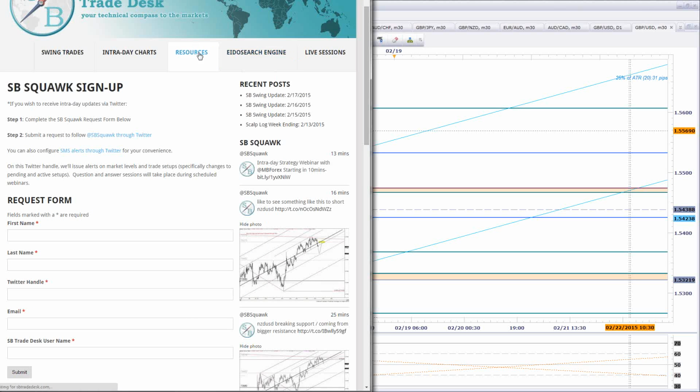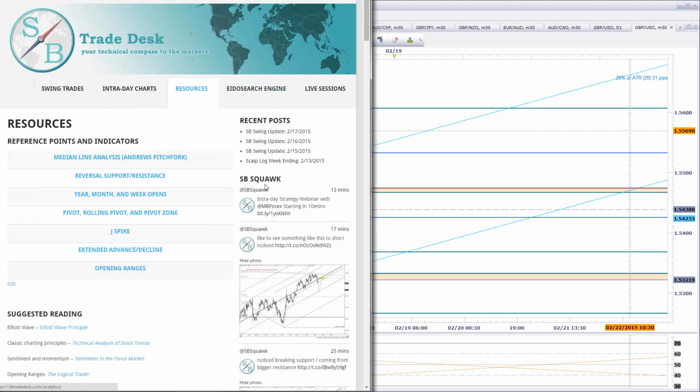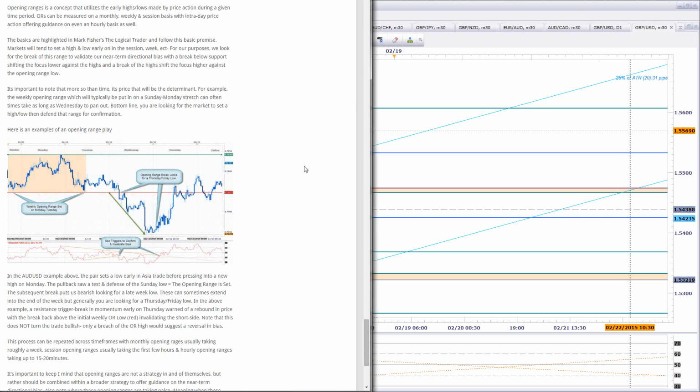Also, a quick note here, guys, for those of you who are on the intraday trades, I did add an opening range description here on the resources page, a quick example of last week's Aussie dollar opening range, and a quick breakdown of that strategy for your consideration as well. By the way, there'll be a lot more stuff coming onto that resource page, guys. We are in the final works here to get things up and running, so we will have more information and more resources for you on that page.